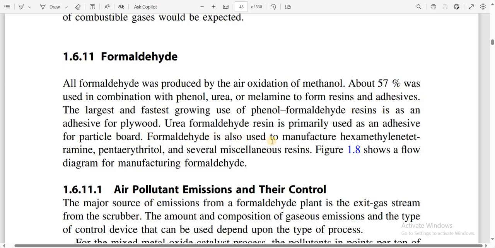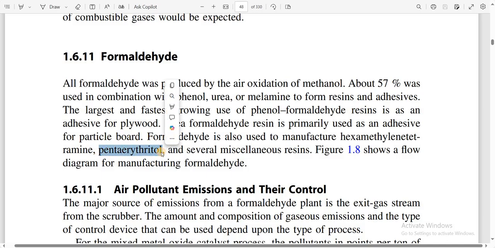Formaldehyde is also used to manufacture hexamethylenetetramine, and pentaerythritol. I can't pronounce an easier word, and this is out of my box.